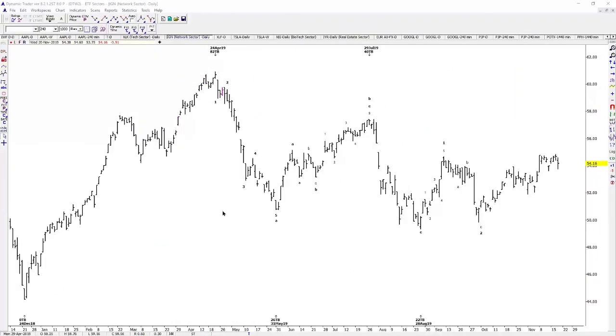This is daily data of IGN. It's a network sector ETF. Let's take a look at this chart because there's a lot of great lessons to be learned about identifying if a correction is complete or not, and how we look at it bar by bar and decide what will confirm the continuation of the trend and what will invalidate it, and what will change our assumption of the position of the trend.